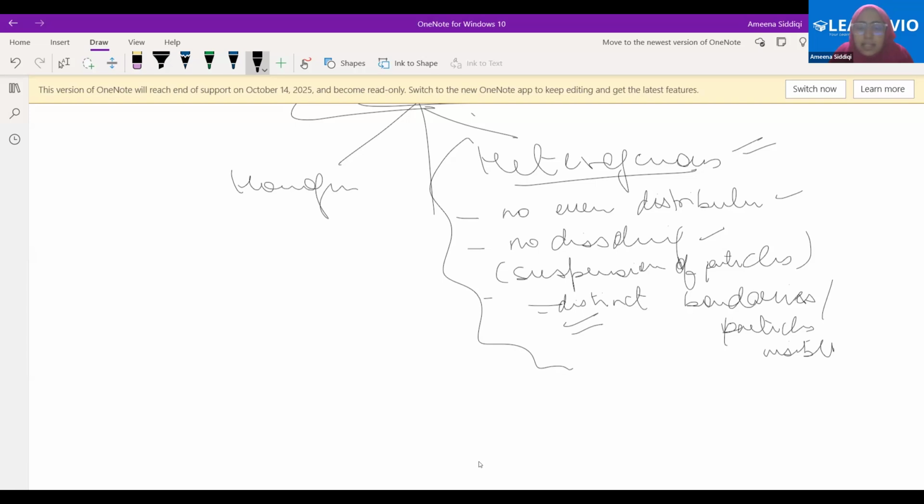Ammar, tell me, in case of a heterogeneous mixture, will the property of the mixture be completely different from the constituents, or will it be a result of the constituting particles or substances? It will be the result of constituting particles. Okay.